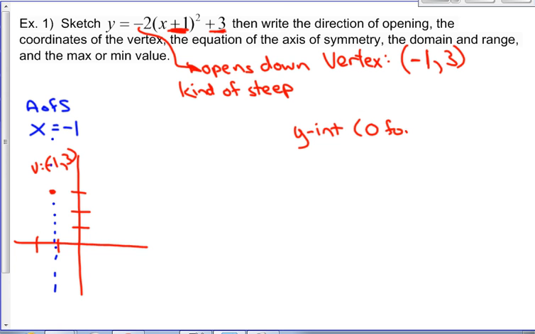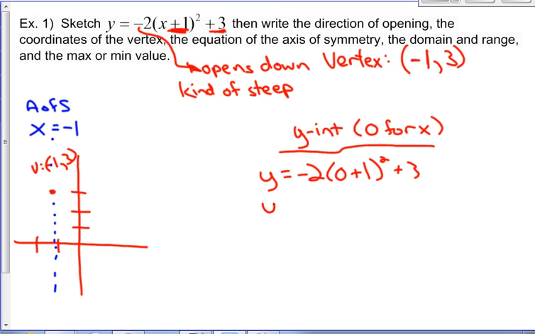Put in 0 for x. So y equals negative 2 times (0 plus 1) all squared plus 3, or negative 2 times 1 squared plus 3, which is just going to be 1. Okay, there's my y-intercept. It also follows that 1 to the left of the vertex, I'm also going to have that same y-coordinate. So negative 2, 1, and 0, 1.